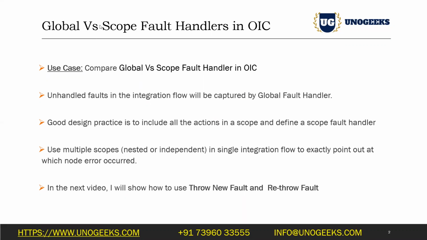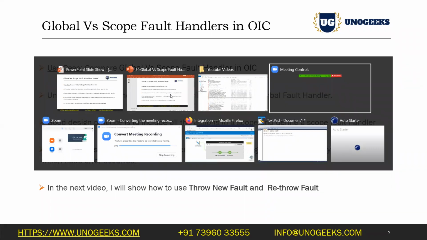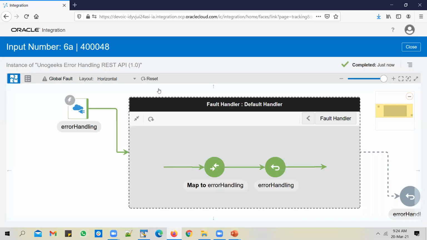It's not a case of either or. You have to define both a global level fault handler and a scope level fault handler. Any integration you build should definitely have a global level fault handler to capture any unhandled faults raised within the integration flow. Okay, so if we go back to the integration that we used earlier to explore the error handling framework, let me just go back to the integration flow.